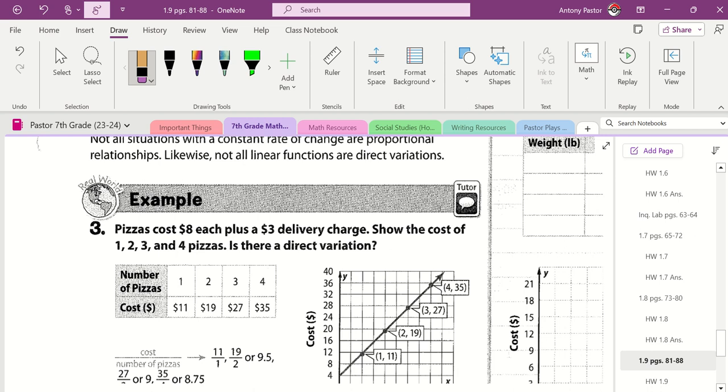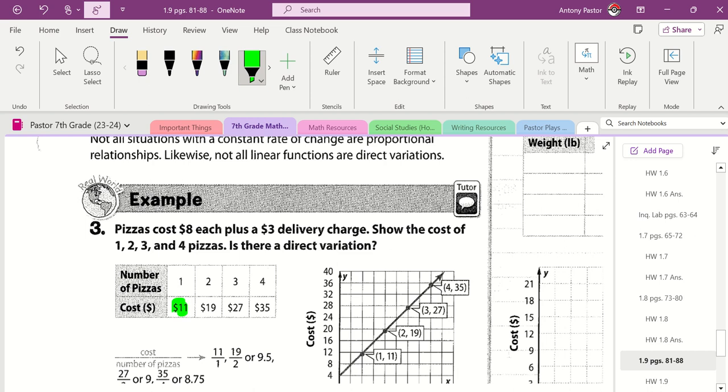So it doesn't matter if you buy 2 pizzas, 3 pizzas. It's not $8 plus a $3 delivery charge per pizza. It's a $3 delivery charge. So show the cost of 1, 2, 3, and 4 pizzas. Is there direct variation? So we do 8 plus 3 for 1 pizza, which is 11.